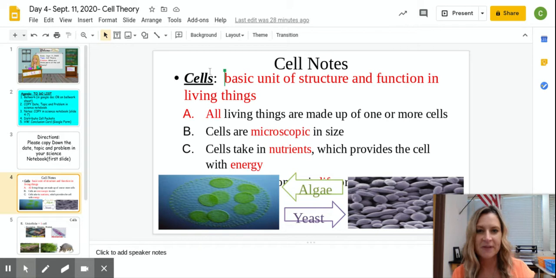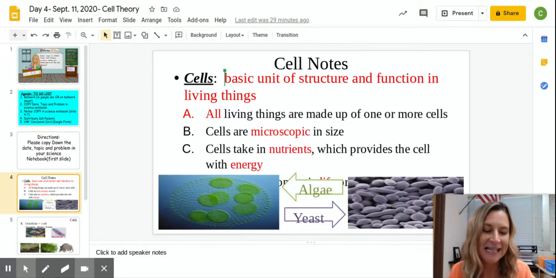These are the notes. Cells, basic unit of structure and function in living things. Not all organisms are one-celled, and not all organisms are many cells, but all organisms, to be considered a living thing, must be made out of the basic unit. That's the smallest block you can get to be considered a living thing. All living things are made up of one or more cells.